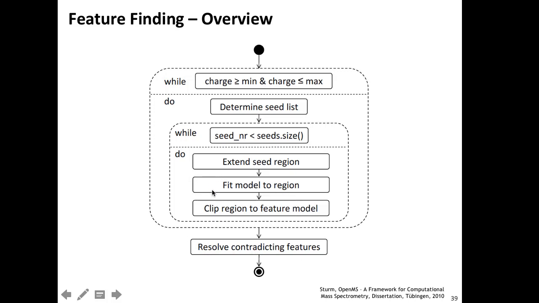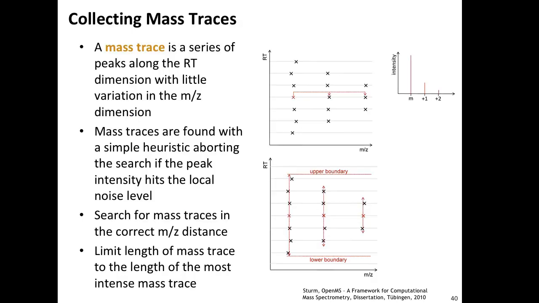Once we have fitted the model to the region, we clip the region. So we remove everything that is inconsistent with the model and keep only those peaks that are consistent with the model. The rest we discard. And then we decide whether we're going to keep that feature or not, depending on the quality of the fit. If we keep it, we remove those peaks from the data set and redo with the next seed. It's a straightforward process.